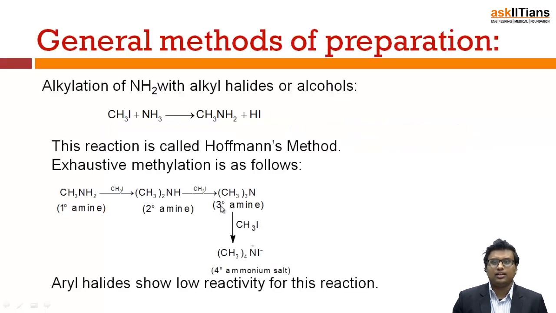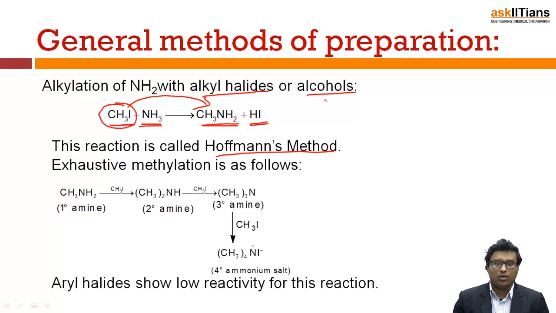So what are the different general methods of preparation of amines? The first important thing you have to understand is alkylation of NH3 with alkyl halides or alcohols. If I have an alkyl halide CH3I and I react it with ammonia, I will get your amine CH3NH2. So a given alkyl halide can be converted into an amine, and I will obviously get HI here. This reaction is called Hofmann's method. Hofmann's method involves conversion of alkyl halides or alcohols into amines. So the first important point is that yes, I can prepare amines from alkyl halides.